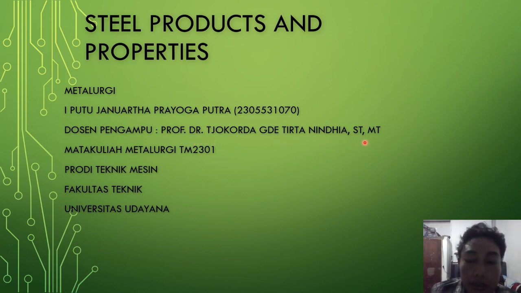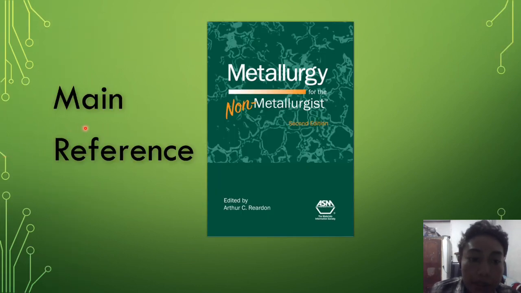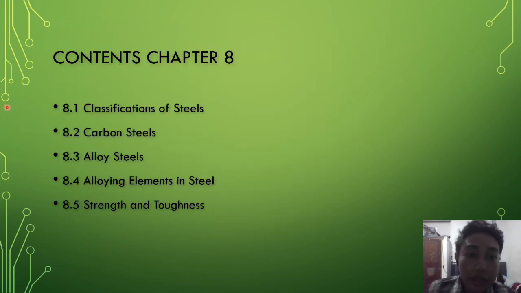And today I'm going to give a presentation about steel products and properties. The main reference I use is Metallurgy for the Non-Metallurgists, Second Edition. Contents: Chapter 8.1 Classification of Steel, 8.2 Carbon Steel, 8.3 Alloy Steel, 8.4 Alloy Magnetic Steel, 8.5 Strength and Power.